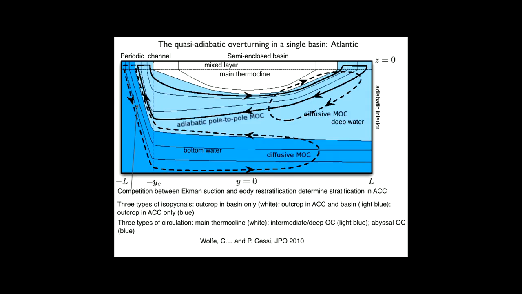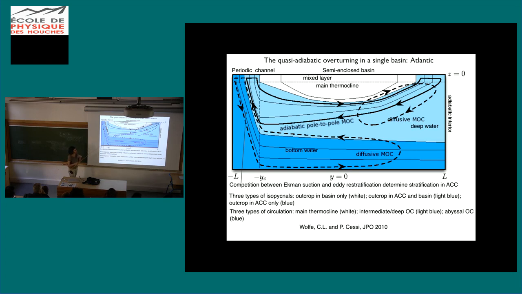So the first approach from the theoretical or conceptual point of view is to think about one basin only. It's not true. We have the Indo-Pacific as well, but for the moment. And this is a schematic of what goes on in the Atlantic. Again, zonally averaged, so as a function of depth and latitude.